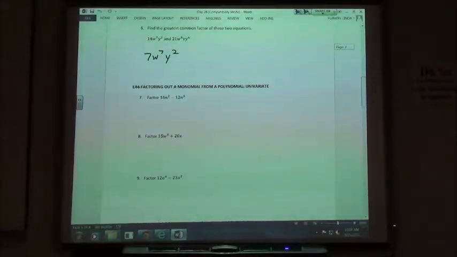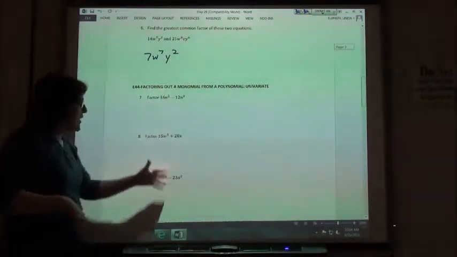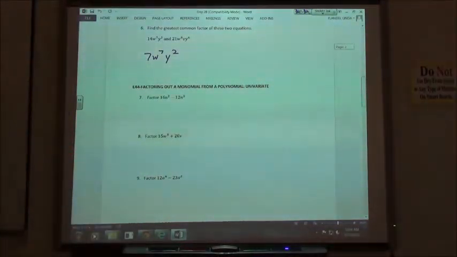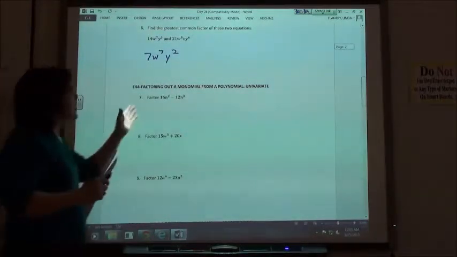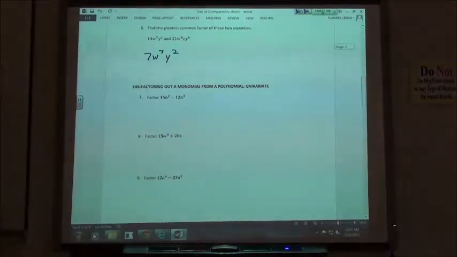And I don't have v's in both, so I don't use any v's. So the reason they have you pick out the greatest common factor is they're going to give you expressions and tell you to factor them. When it says factor, you're trying to figure out, well, what times what gives me this answer? So the first thing you look for is there a greatest common factor? And you're going to put that out in front.